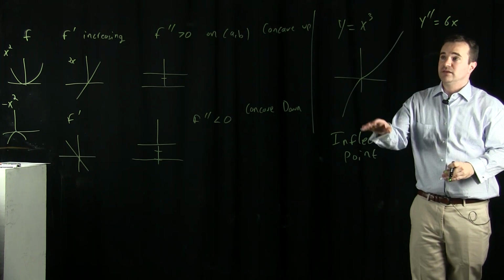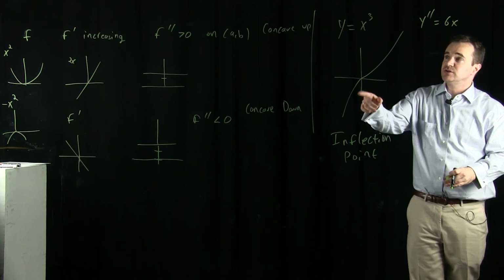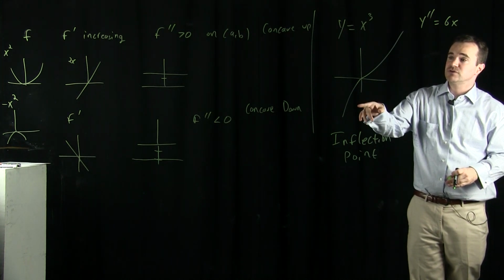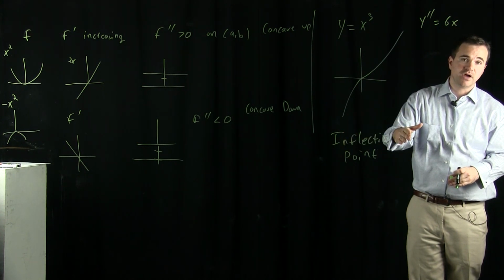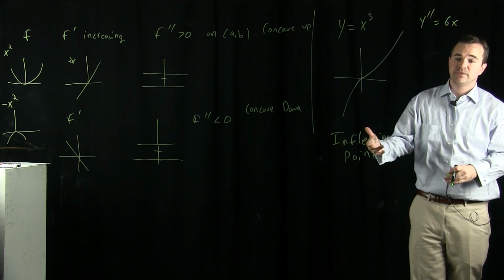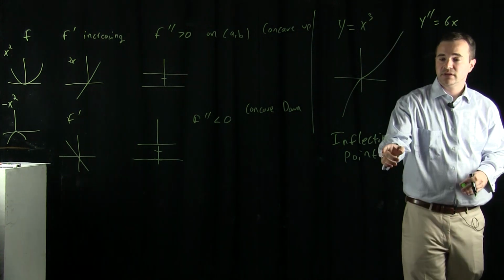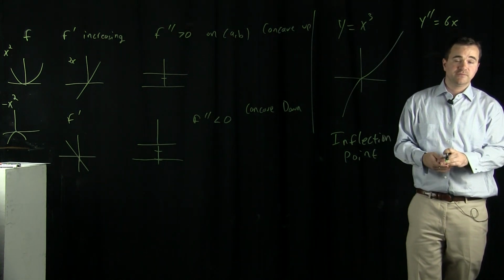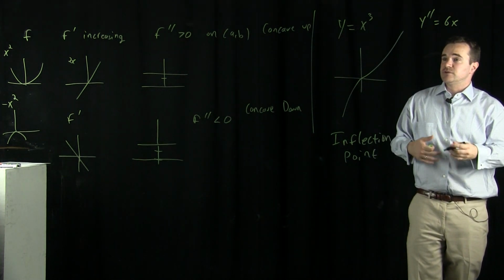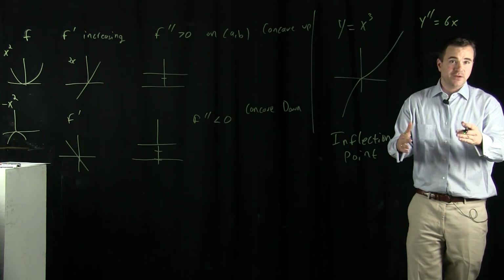And so one way we know to test for this now is you can look at that second derivative. If your second derivative switches from negative to positive or from positive to negative at a point, that's telling you that you're at an inflection point. So that's all about concavity and inflection points.